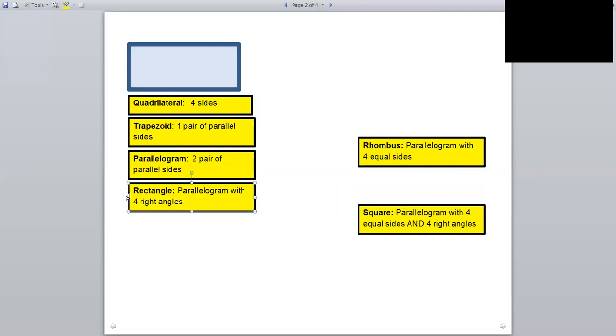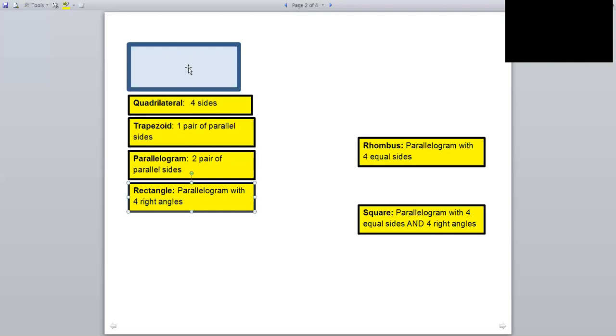Let's look at our last key term, square. Square is going to be a parallelogram that has four equal sides and four right angles. Now, we've already agreed that this is a parallelogram, but does it have four equal sides? No, it does not. So by definition, we cannot call this polygon a square.